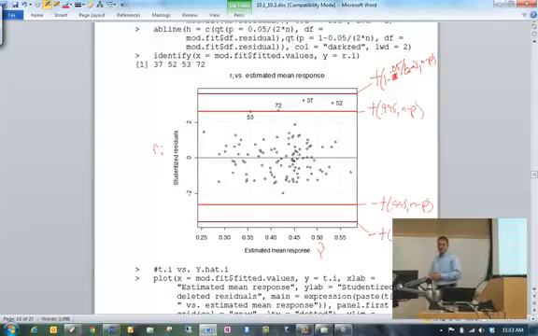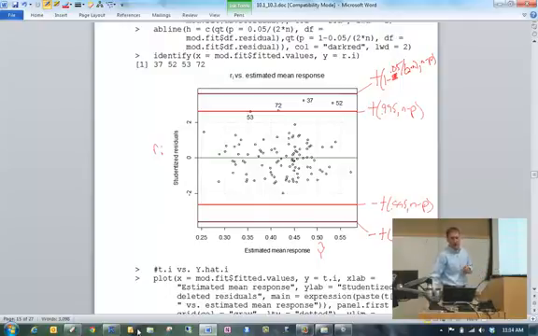Okay? So we see that, yes, these observations that we had identified before, 52, 37, and 72, are just a little bit above that boundary line. But notice it's still within that Bonferroni corrected area. So I'm not as worried because of that. Again, if it was outside that area, then I would be more worried about my model.